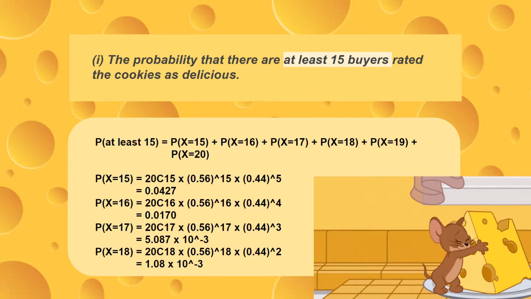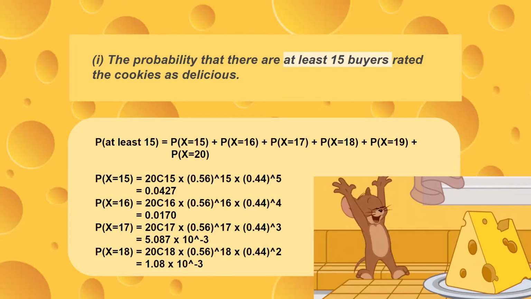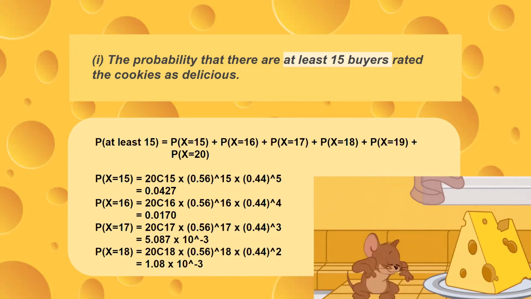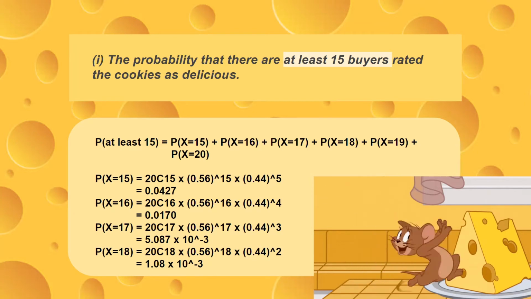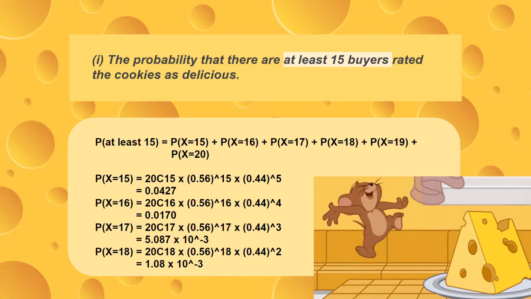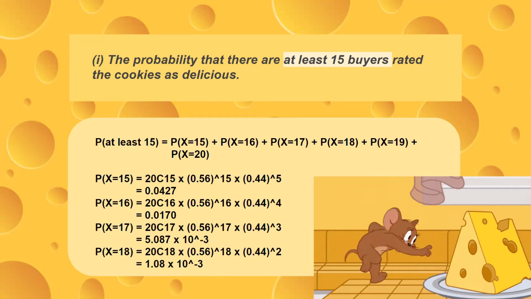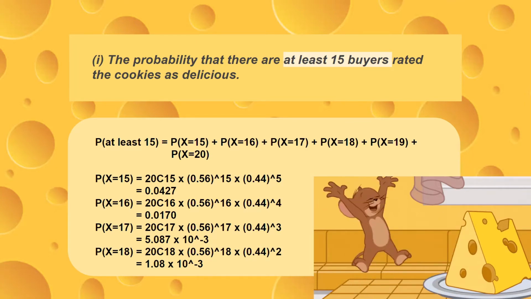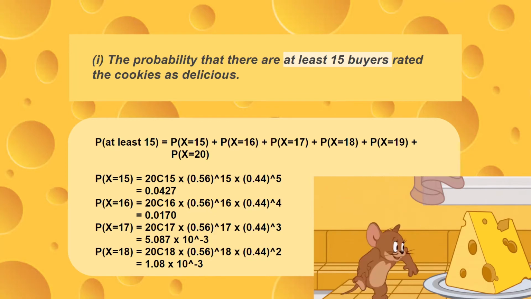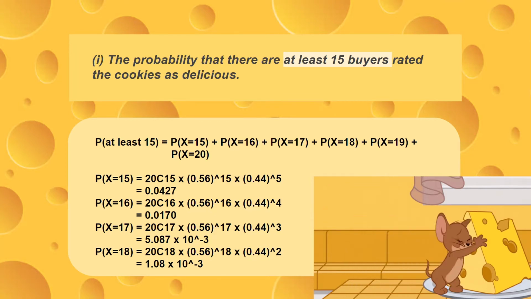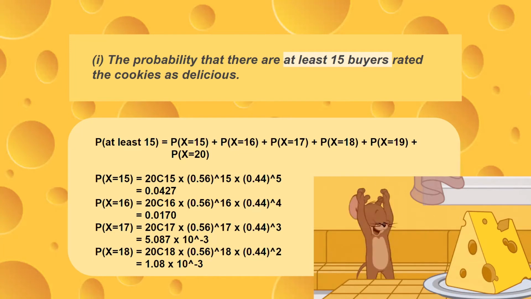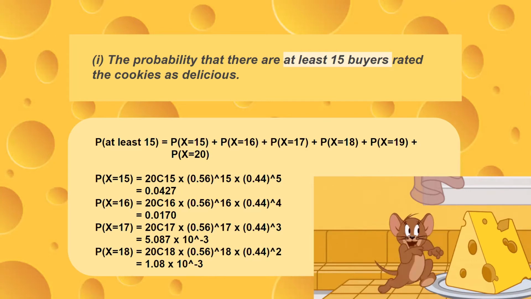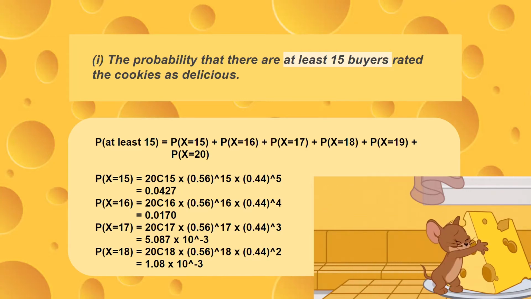Now, where do we get 0.44? We get 0.44 because, as you know, the sum of all probabilities should be 1. So that's why we do 1 minus 0.56 equals 0.44. So that we get 0.44 to the power of 5. Why is it to the power of 5? Because the total of all the powers should be 20. So if we already have 15 here, we just put 5 here. So that's why we get this value, 0.0427.